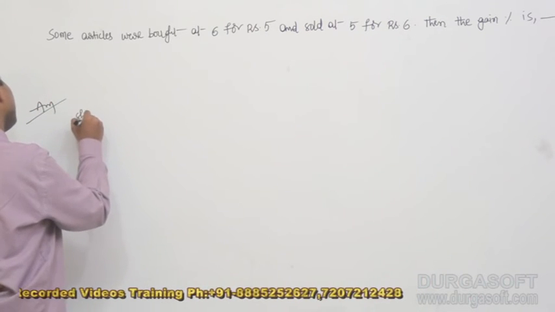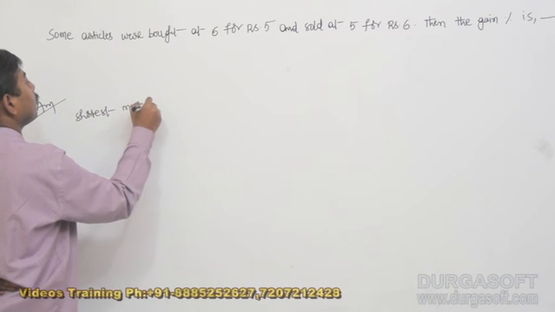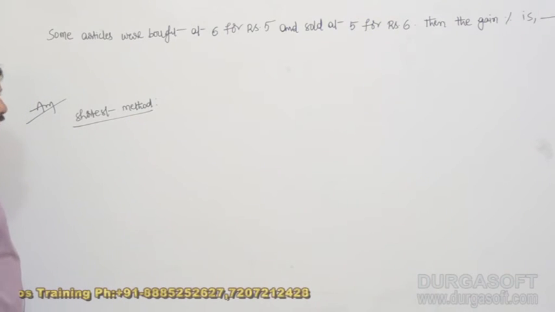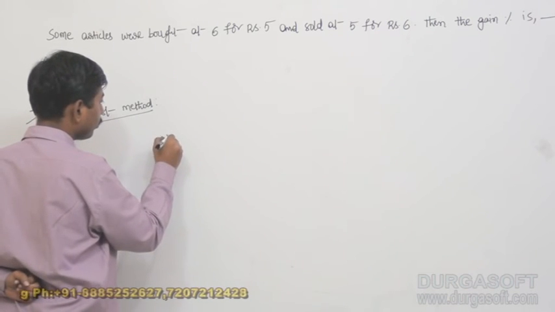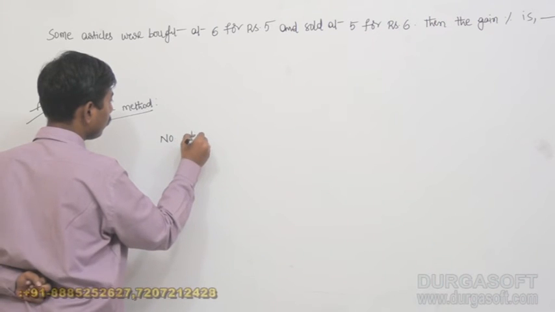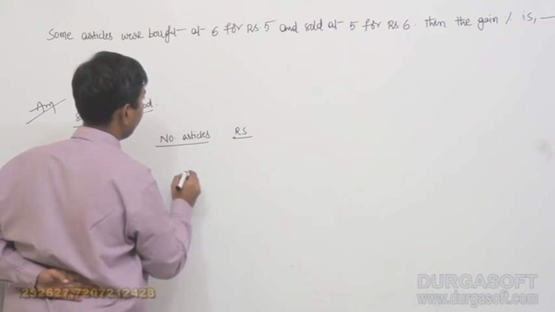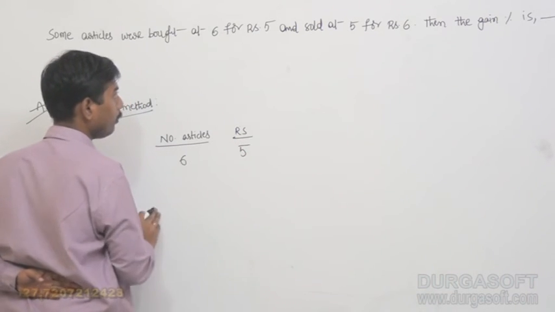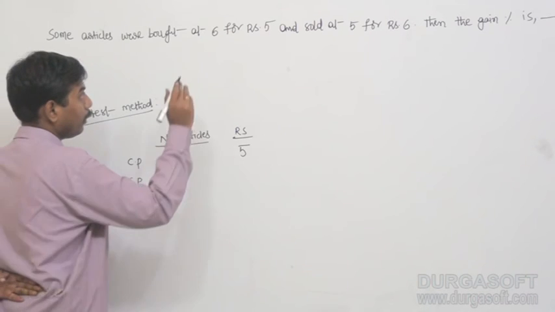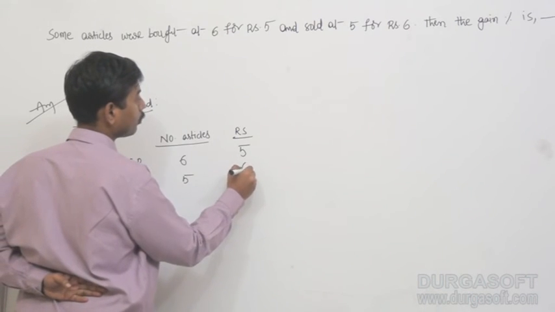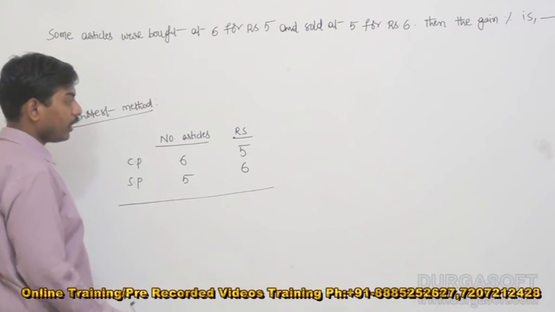I am ready to talk about the shortest method. I am talking about only the shortest method here. So first of all you should write it: number of articles and rupees. 6 articles he bought for 5 rupees, and this one is cost price and this one is selling price. Sold at 5 articles for 6 rupees. Just write down the given information like this. After that you need to take the cross multiplication here.